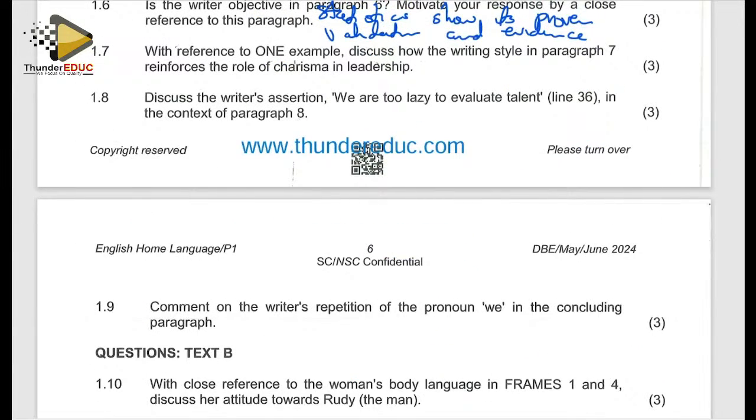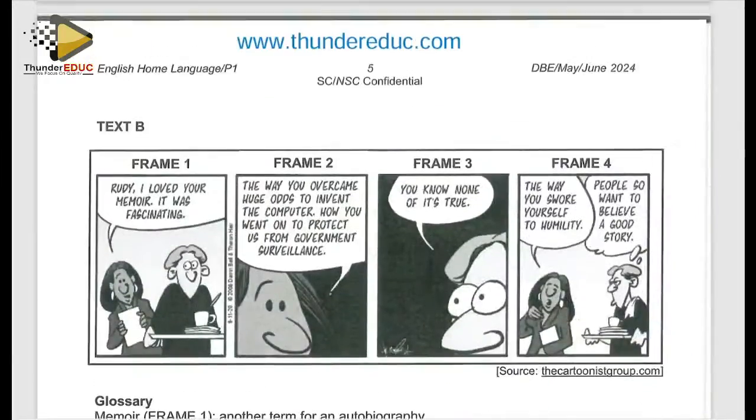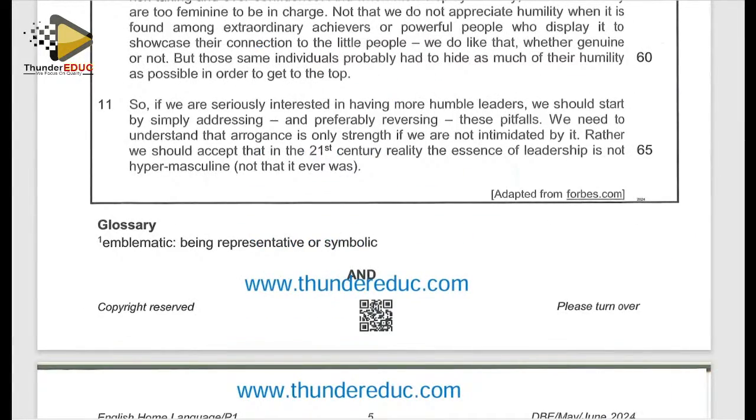Comment on the writer's repetition, that's line 9, of the pronoun we in the concluding paragraph. That's paragraph 11. So if we're seriously interested in having more humble leaders, we should start by simply addressing and preferably reversing these pitfalls. We need to understand that arrogance is only strength if we are not intimidated by it. Rather, we should accept that in the 21st century reality, the essence of leadership is not hypermasculine, not that it ever was. Okay, so we're coming in and talking about this one.